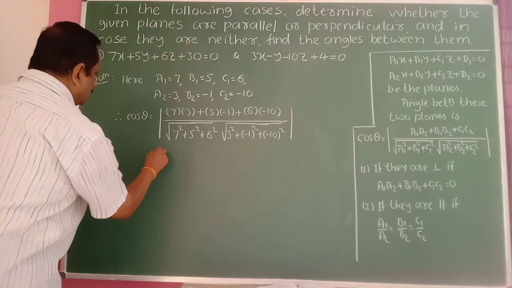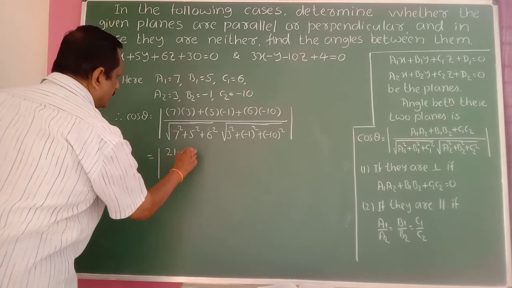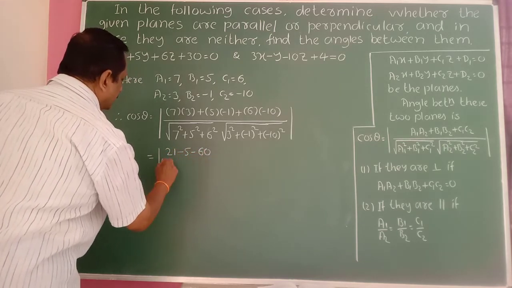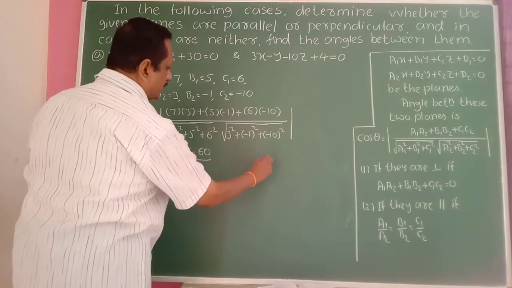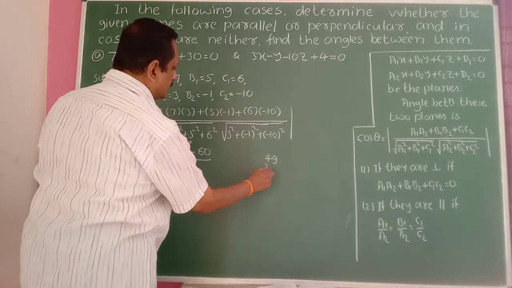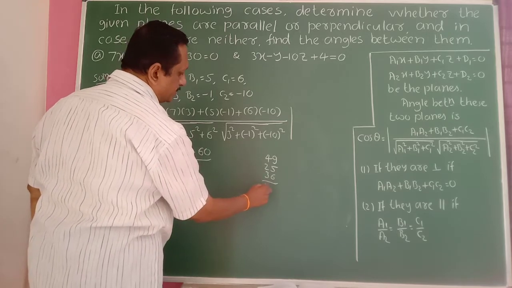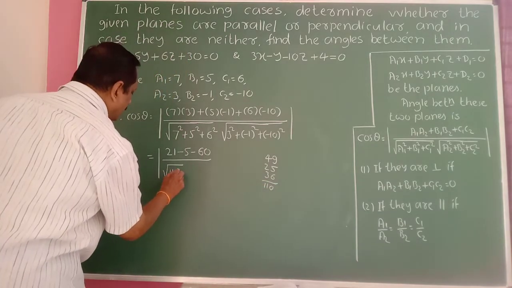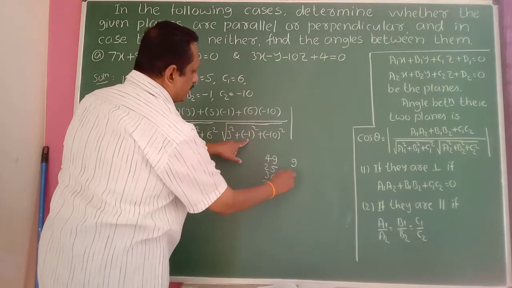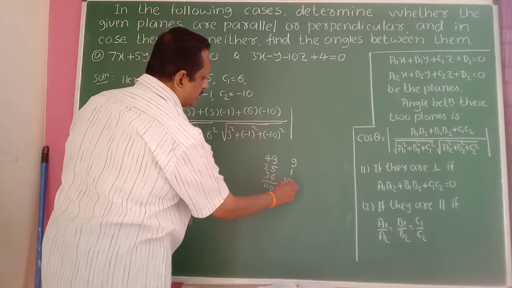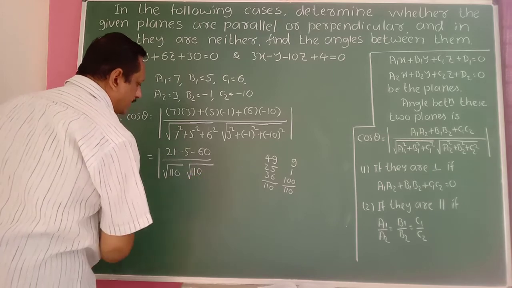Therefore, this is equal to 7 threes are 21, 5 ones are 5, minus 5, 6 tens are 60, minus 60, divided by root of 7 square is 49, 5 square is 25, 6 square is 36. Therefore, it gives 110, so root of 110 here. Again, root of 3 square is 9, minus 1 square is 1, 10 square is 100. Again, it is 110, so square root of 110. Okay.